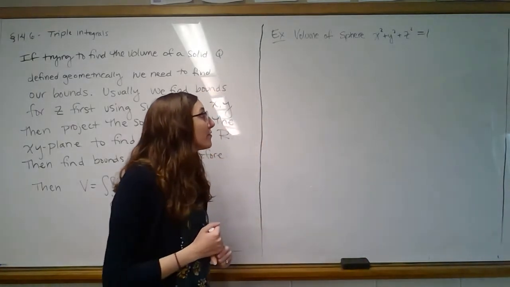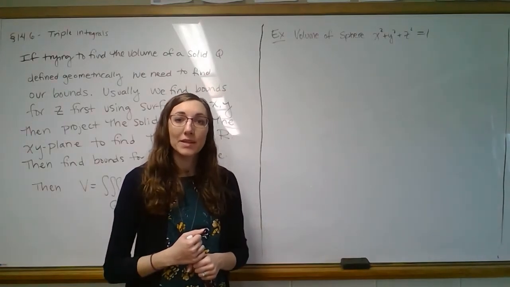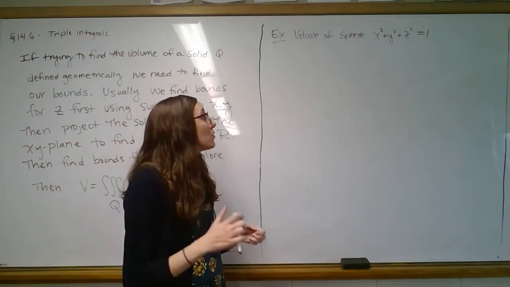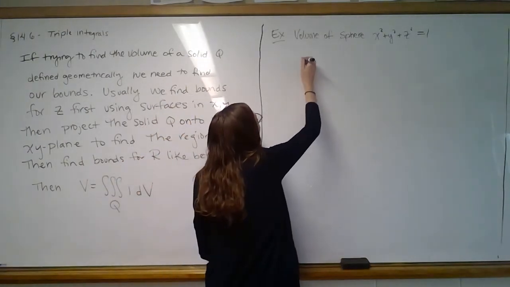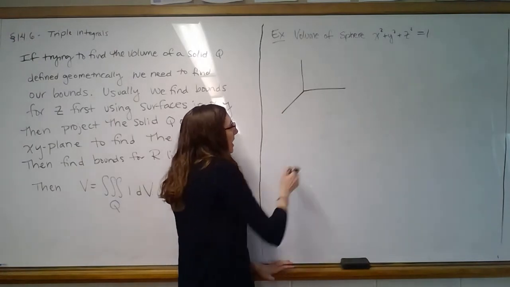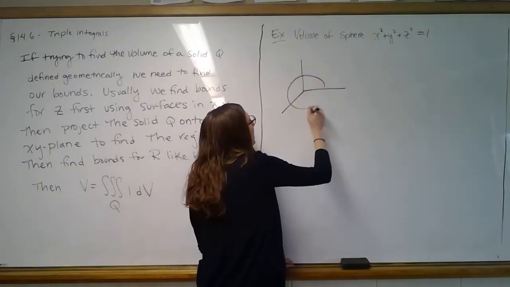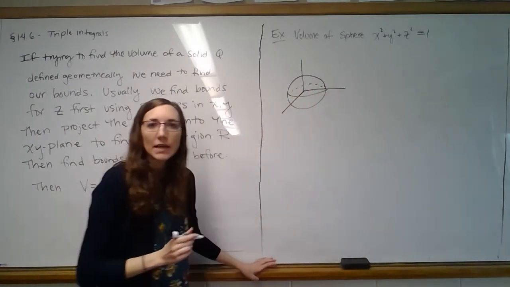Let's say we want to find the volume of the sphere x squared plus y squared plus z squared equals 1. So we can already kind of picture what that sphere looks like if we draw it. It's got its center at the origin, and then it's got a radius of 1. So we see we've got something like this.